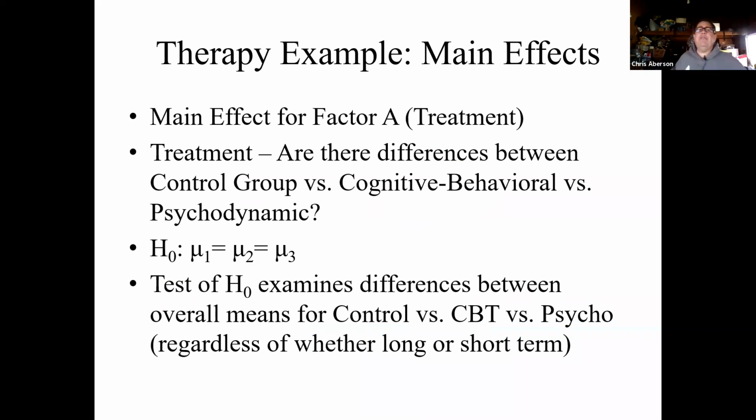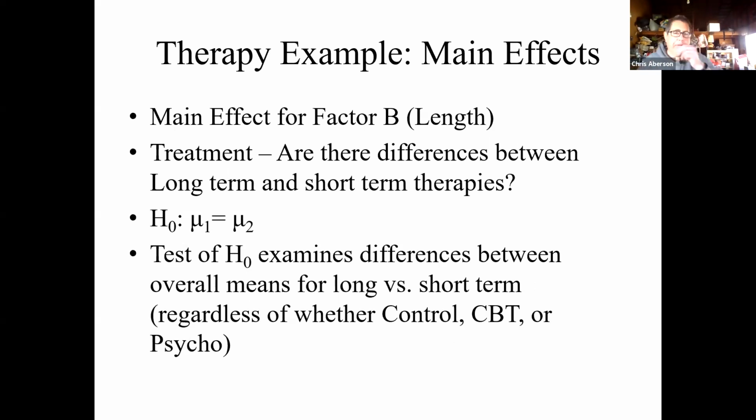All right. So taking the therapy example one step further, main effect for factor A would ask the question, are there differences between the control group, cognitive behavioral and psychodynamic groups? This is a test of the overall means for those groups, regardless of whether it was short-term or long-term. Short-term and long-term are just collapsed here.